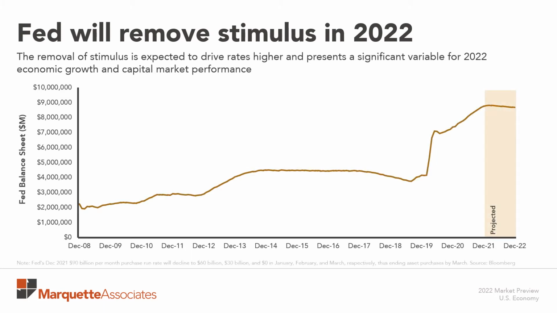As maximum employment is reached in the United States, the Fed has begun to accelerate its tapering. They will reduce their asset purchases by $30 billion per month, ending the monetary stimulus by March of 2022. Rates will likely be driven higher with the removal of stimulus, and coupled with the 3 rate hikes expected throughout the year, this presents a significant variable for economic growth and will likely lead to volatility in the capital markets.